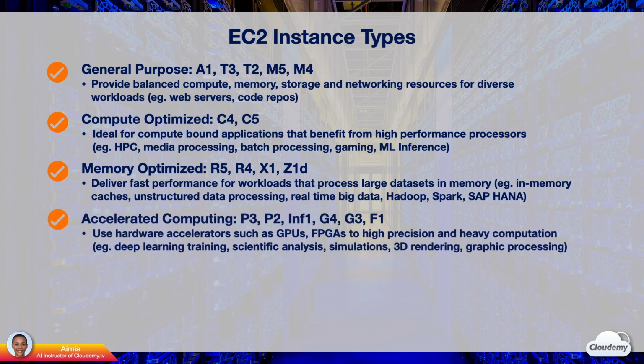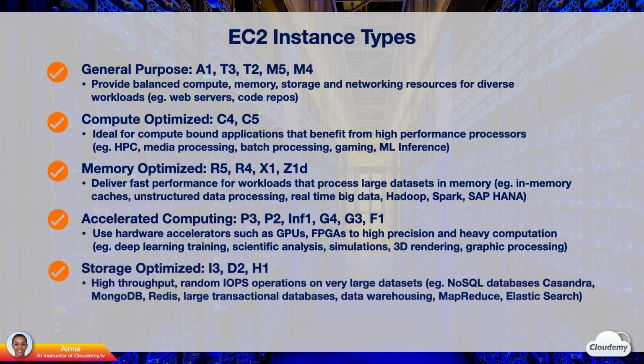Accelerated computing instances use hardware accelerators or coprocessors, such as GPUs and field programmable gate arrays, FPGAs, to perform functions such as high-precision floating-point number calculations, graphics processing, data pattern matching, deep learning training algorithms, scientific analysis and simulations, such as molecular design, drug optimization, genomic analysis, fluid dynamic simulation, and 3D rendering. Accelerated computing instances include P3, P2, G4, G3, and F1 instance types.